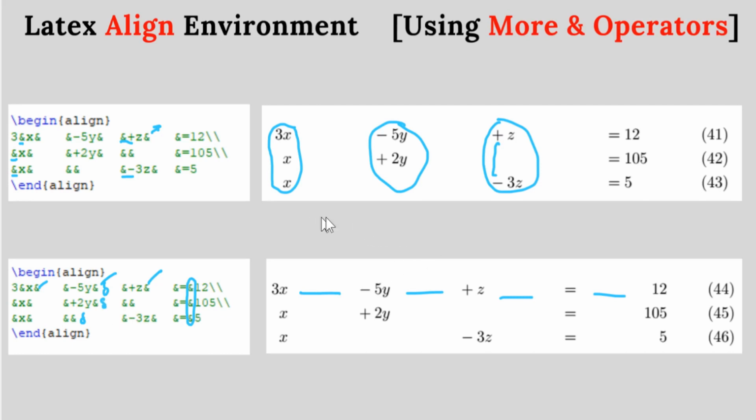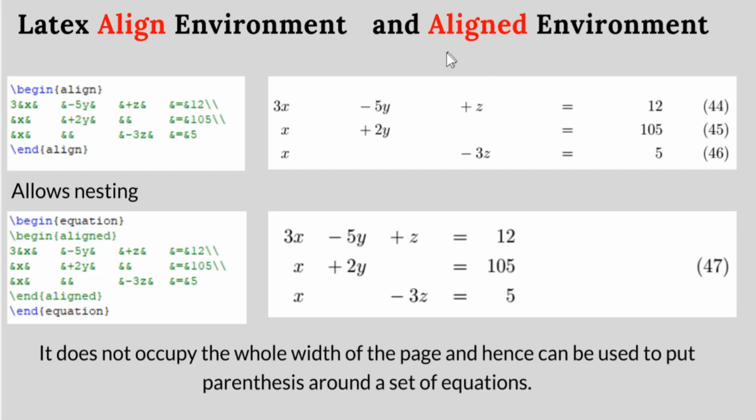So if you want the ultimate kind of alignment where you are aligning each individual column, then you have to use more ampersand operators, and this align environment allows us to do this. There is another environment which is called aligned. So what is the difference between these two? The main difference is that this align environment cannot be nested inside any other equation environment, while you can nest this aligned environment inside other environments.